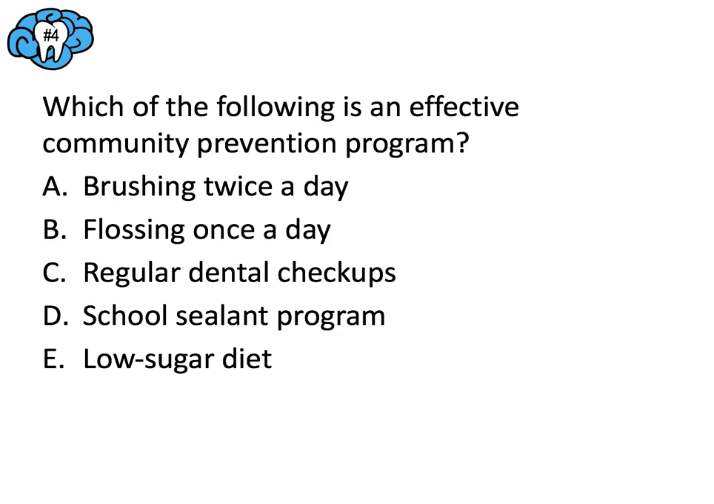All right, so the tricky part of this question is that all of these answers are good prevention protocols, but the key word here is community. Only one of these is a community level prevention program. The others are all at the individual level.